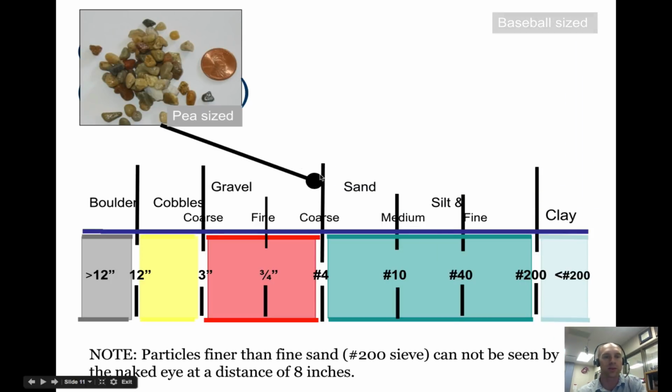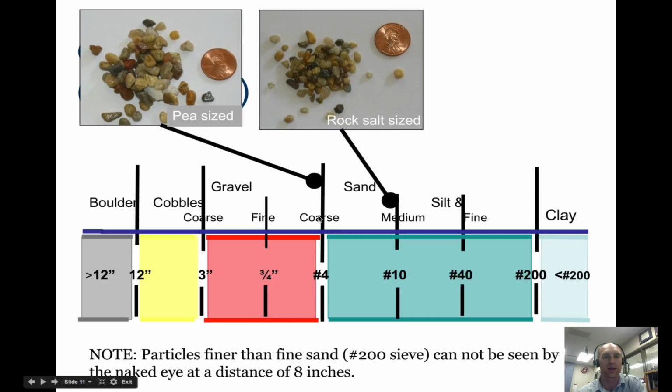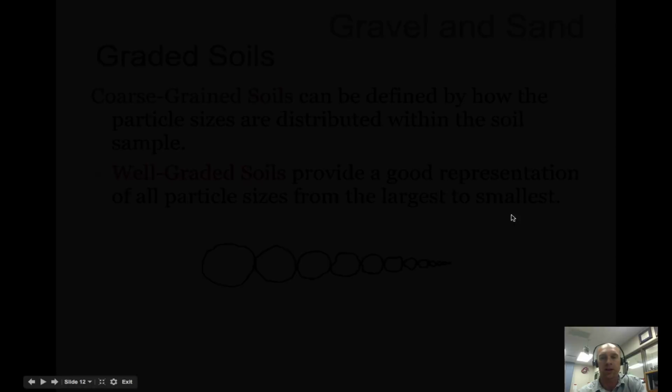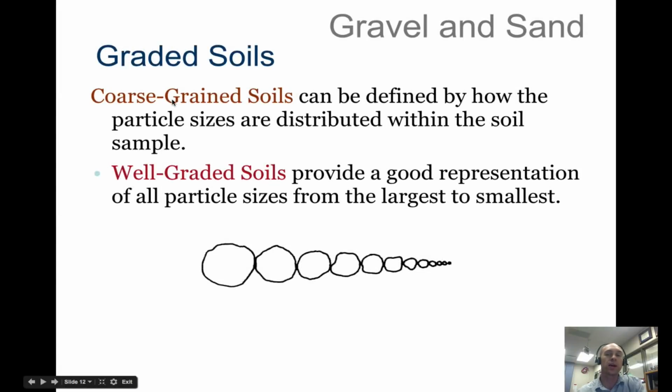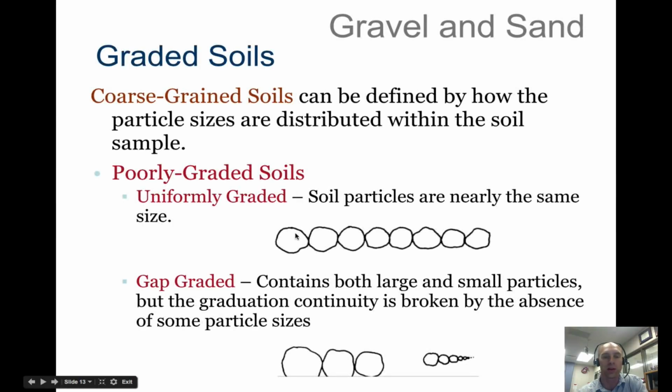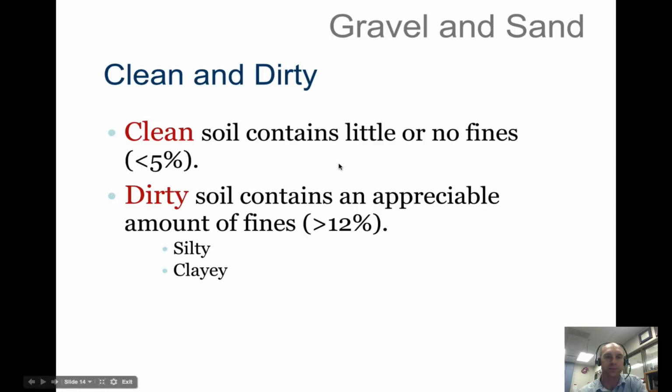And so this is just showing some relative sizes, pea-sized here, rock salt, looking at the pennies, sugar down to here, and then clay is even finer. You can have different graded soils. Again, a coarse grained soil is defined by the particle sizes and the distribution. A well-graded soil has all different sizes. A poorly graded soil has uniformly, maybe they're all the same size, or there's gaps where a few of the sieves are totally empty and a few of them have a lot. So that's the difference between poorly graded and well graded.